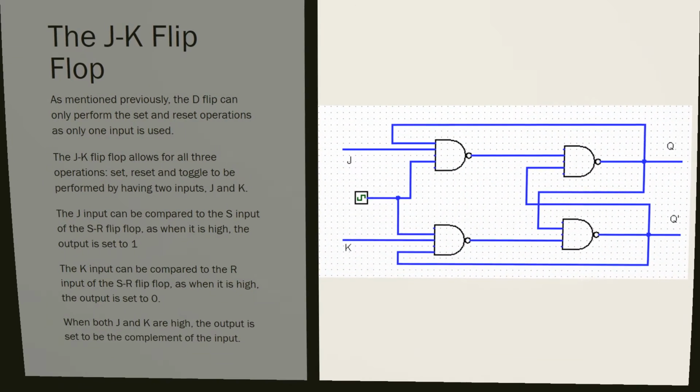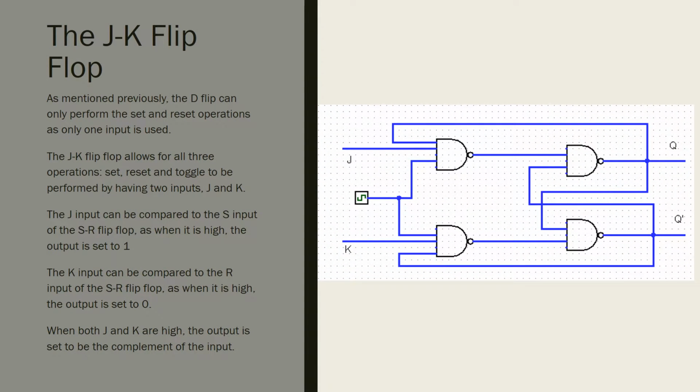Next, we consider the JK flip-flop. Flip-flops can perform 3 operations: reset, set, and toggle. As the D flip-flop only involves 1 bit, it only performs the set and reset operations. The JK flip-flop involves the use of 2 bits, allowing for all 3 flip-flop operations to be performed.